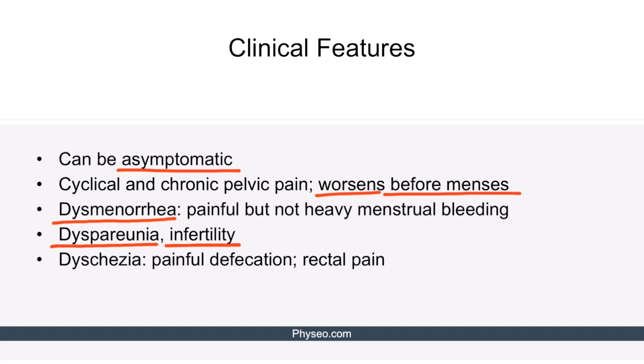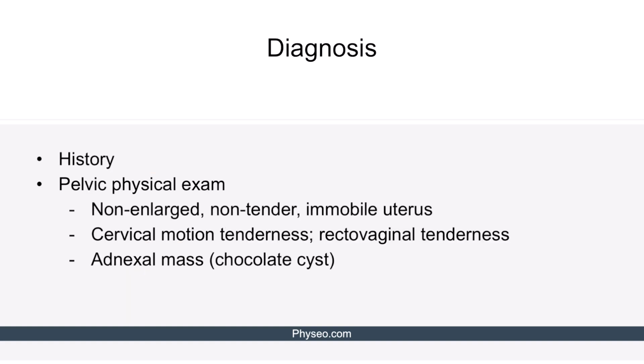Finally, patients may experience dyschezia, which refers to painful defecation and rectal pain if the endometrial tissue is located at or near the rectum. The diagnosis begins with a history and pelvic physical exam. Physical exam will reveal a non-enlarged, non-tender, and immobile uterus. Patients also experience cervical motion tenderness as well as rectovaginal tenderness.